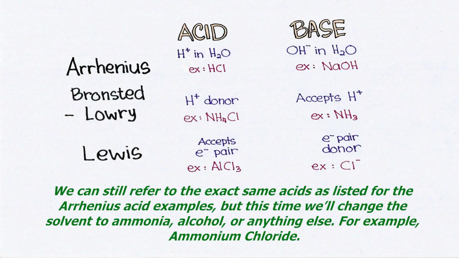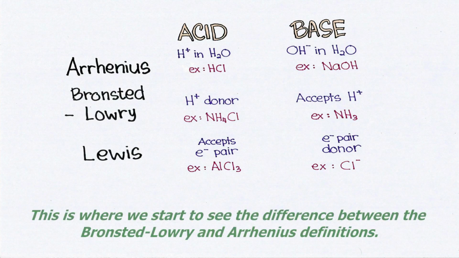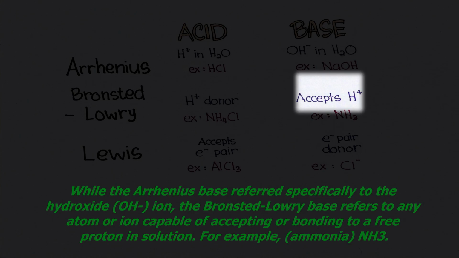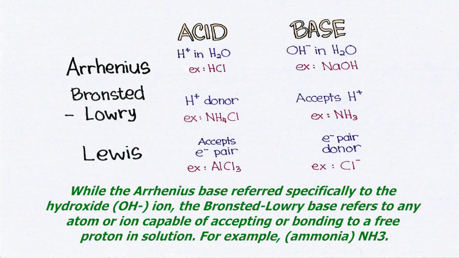For example, ammonium chloride. This is where we start to see the difference between the Bronsted-Lowry and Arrhenius definitions. While the Arrhenius base referred specifically to the hydroxide OH ion, the Bronsted-Lowry base refers to any atom or ion capable of accepting or bonding to a free proton in solution, for example, ammonia, NH3.